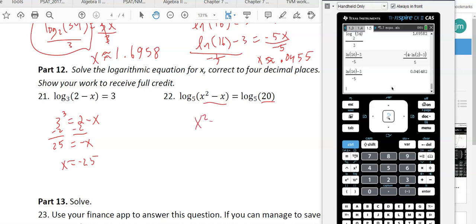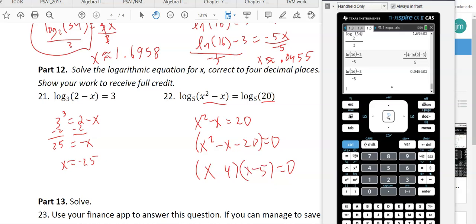This one, well, that must be equal to that because our log of something is log of something. So x squared minus x equals 20. Set it equal to 0. It's a quadratic. x squared minus x minus 20 equals 0. I'm guessing 4 and 5 here. Let's see. So x and x, 4 and 5. Bigger numbers, negative. x equals negative 4. x equals 5. Check your answers.